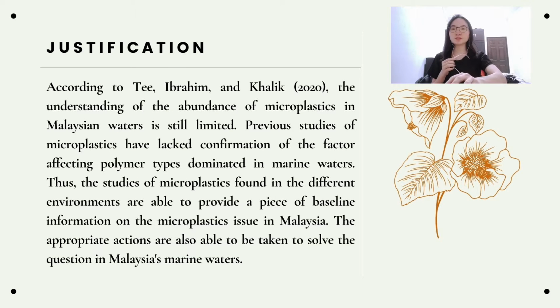According to previous study, the understanding of the abundance of microplastic in Malaysian waters is still limited. Previous study also mentioned that there is a lack of confirmation of the factors affecting the polymer types dominating in the marine waters. Thus, the study of microplastic found in different environments is able to provide baseline information on the microplastic issues in Malaysia. Appropriate action can also be taken to solve the problem in Malaysian marine waters.